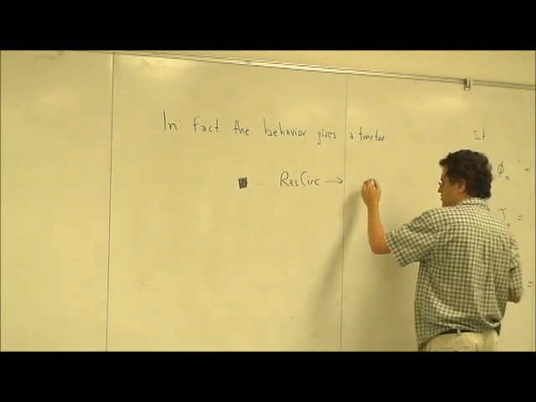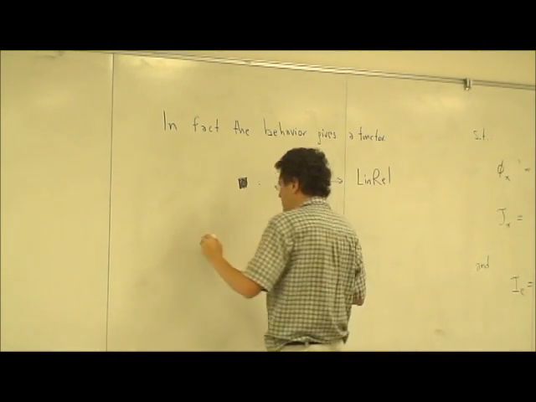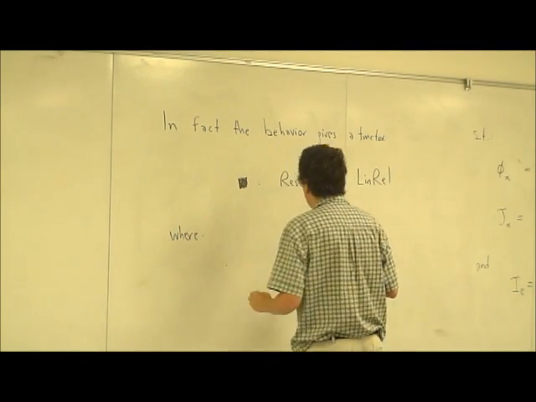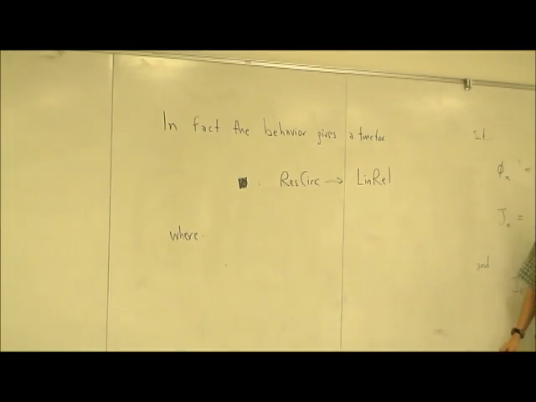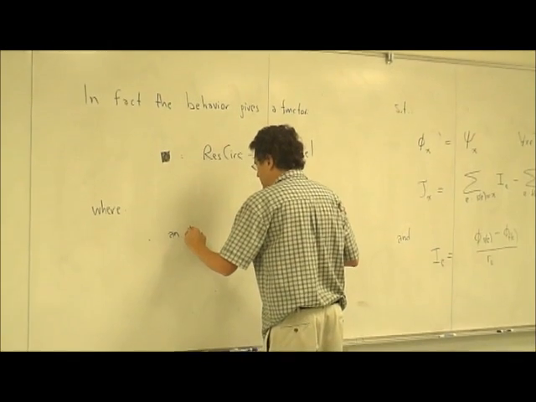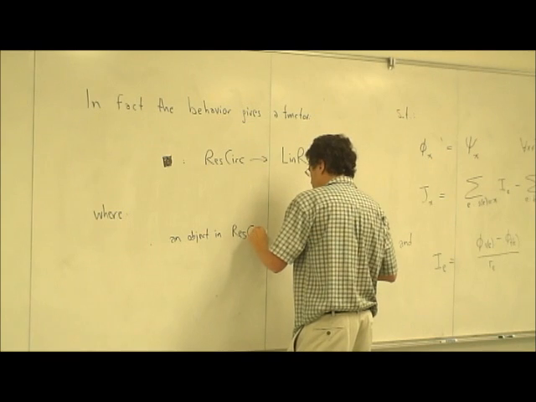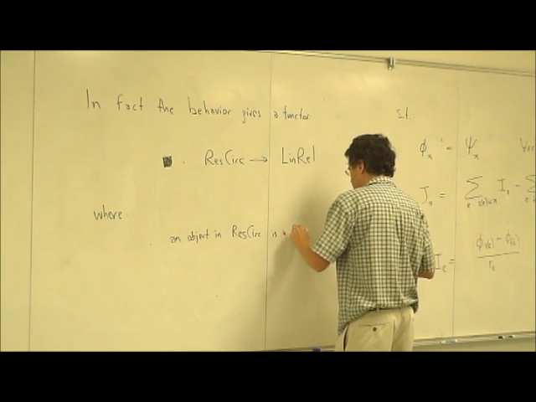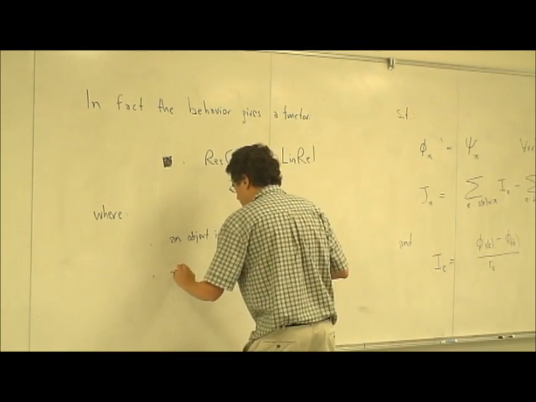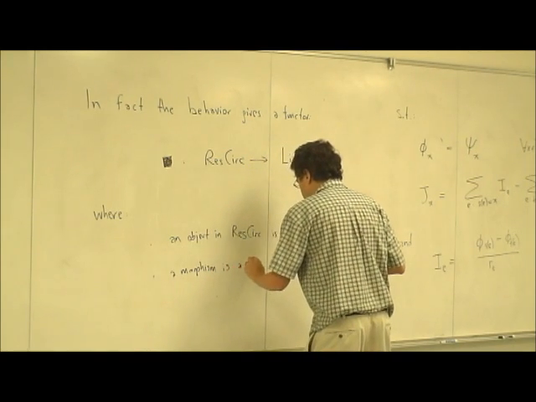So it's a functor from ResCirc to LinRel, where these are two different categories. ResCirc is the one that we've been talking about a bunch. An object in ResCirc is a finite set of nodes. And then a morphism is a circuit made of resistors.